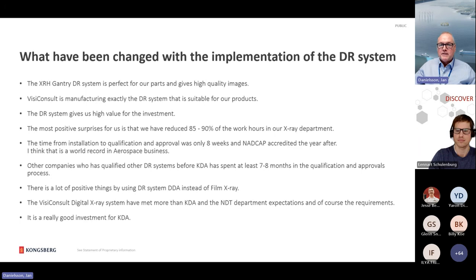From my experience, exposing films every day during the working hours can be tough, hard and not inspiring for many X-ray inspectors. I have some experience of that myself from my time as level one and level two. So it's much, much easier to use this digital system instead of films.